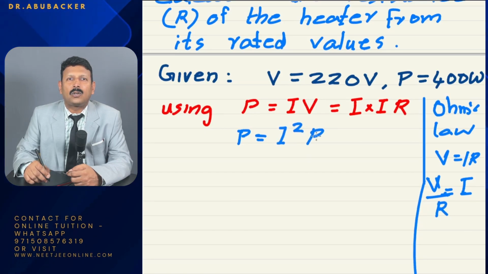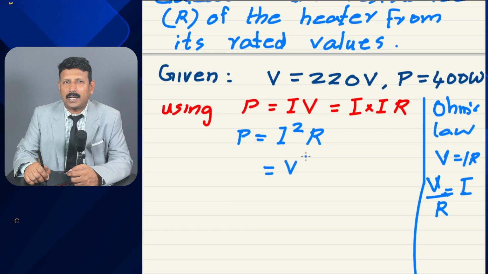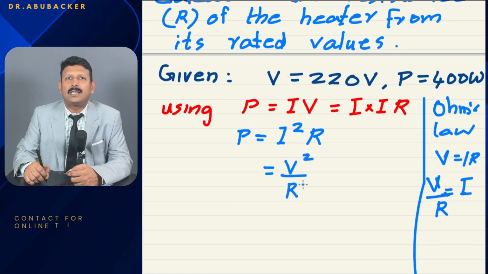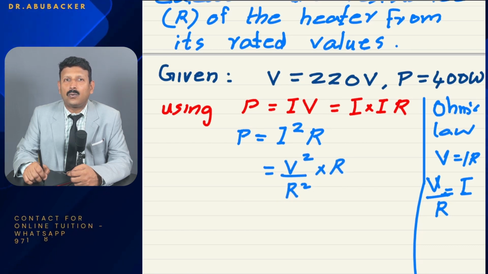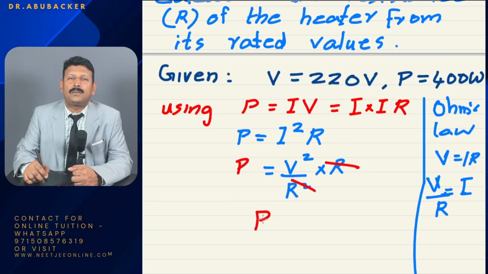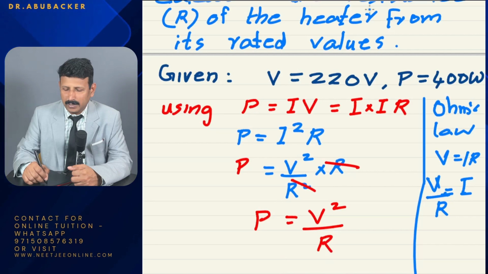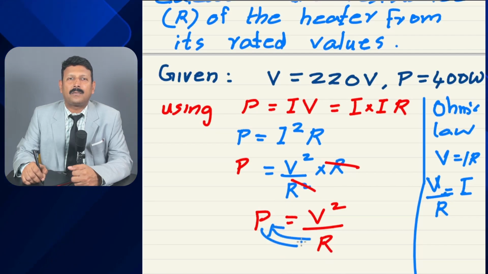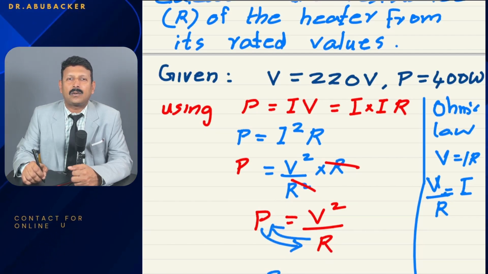So one option is this one, I square R. We don't like it. The other option is V by R into V. Okay, so all options are okay. We follow any one of the options, then we will get P is equal to V square by R. Then cross multiply and get the R value. R is equal to V square divided by P.